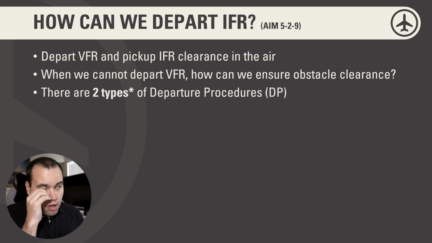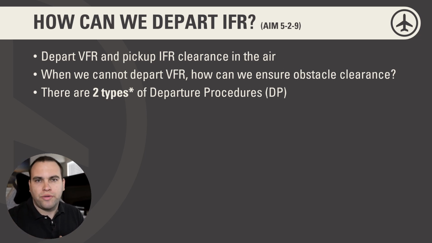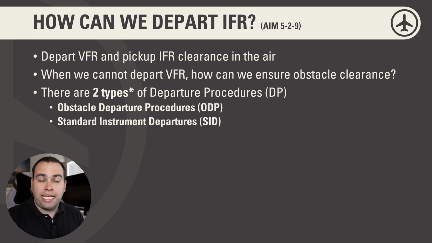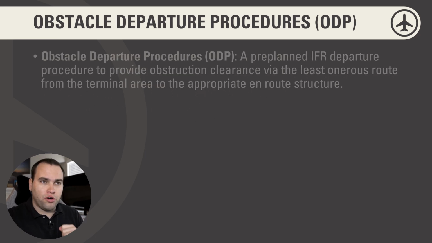Now, I want to say, according to the AIM, there are two types of departure procedures. Technically, I like to tell my students there's 4 ways we can depart IFR. But according to the FAA and the AIM, there's 2 departure procedures. And those 2 procedures are an obstacle departure procedure, or an ODP, or we also have a standard instrument departure known as a SID. So let's first take a look at an obstacle departure procedure, ODP.